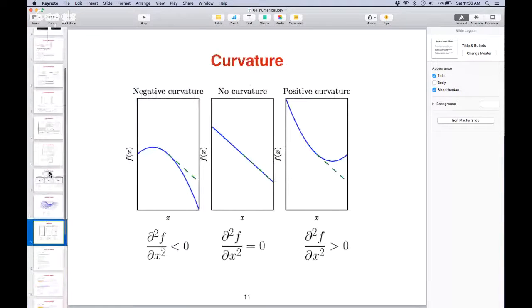And the book talks about Jacobian and Hessian matrices after this point.